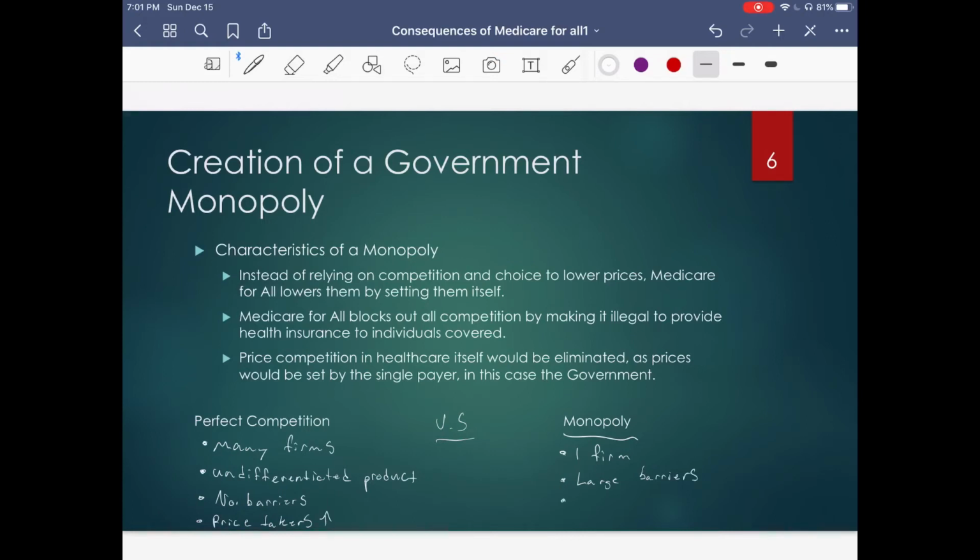Monopoly firms are price setters versus price takers, meaning they set their own price however they see fit. An example of kind of a monopoly in the United States would probably be utility providers. There's not a lot of utility providers in a lot of areas.